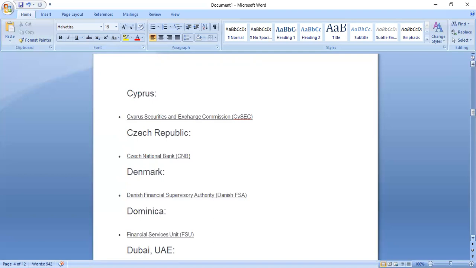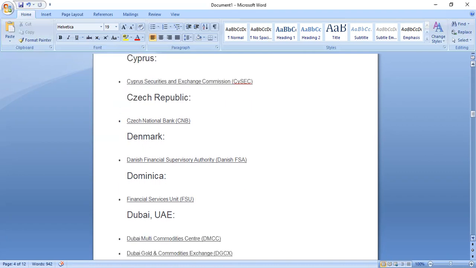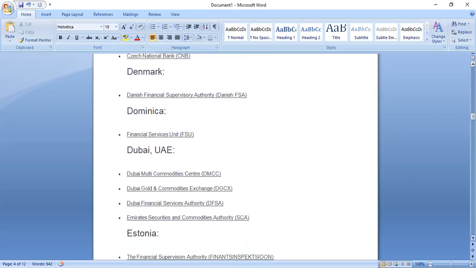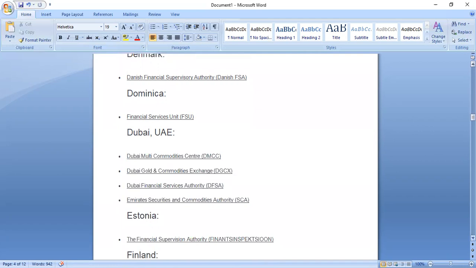So if you are signing up with a broker from Cyprus, you need to find out whether they are regulated by the Cyprus Securities and Exchange Commission. Then Czech Republic, we have the Czech National Bank. They are the regulators. In Denmark, we have the Danish Financial Supervisory Authority, that's the Danish FSA. In Dominica, you should have the Financial Service Unit, FSU.